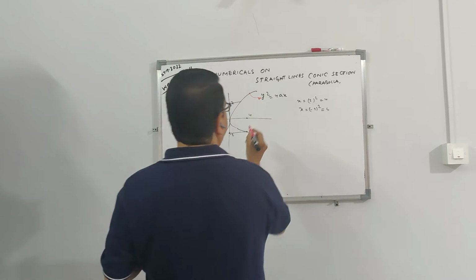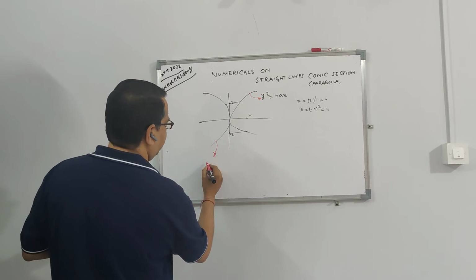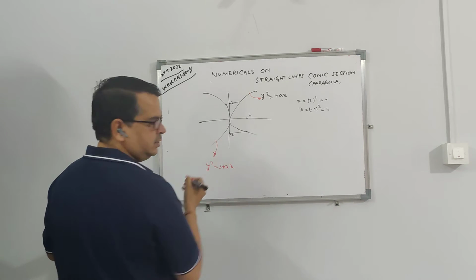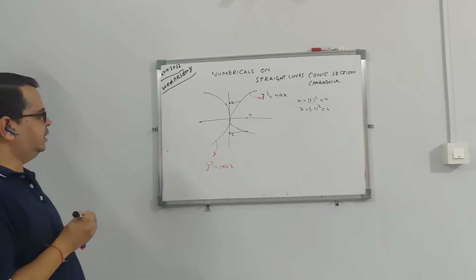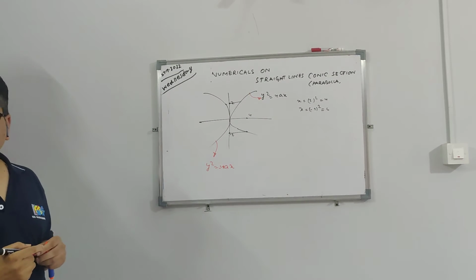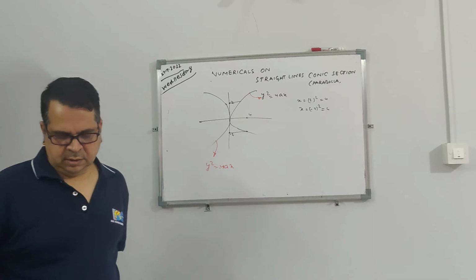Okay, y square is equal to 4ax. Okay, for this one the equation is y square is equal to minus 4ax. Yeah. Okay. So here whether y is positive or negative, x is always negative. Okay, so these are the two equations of parabola.